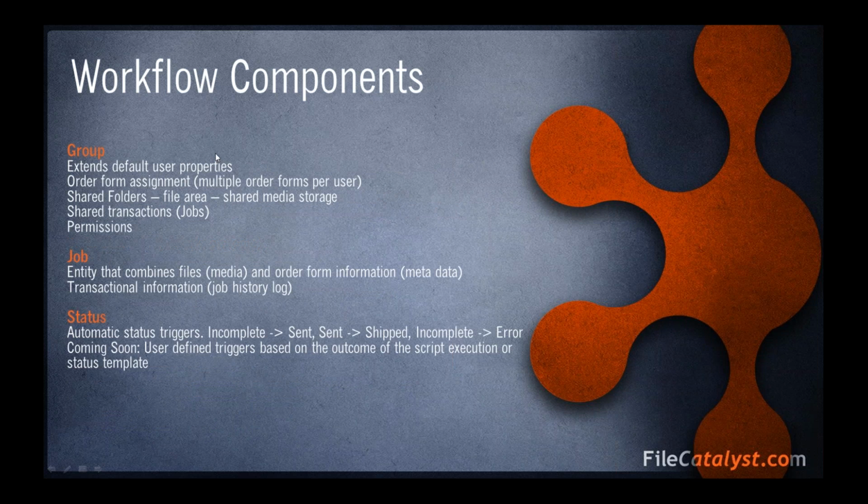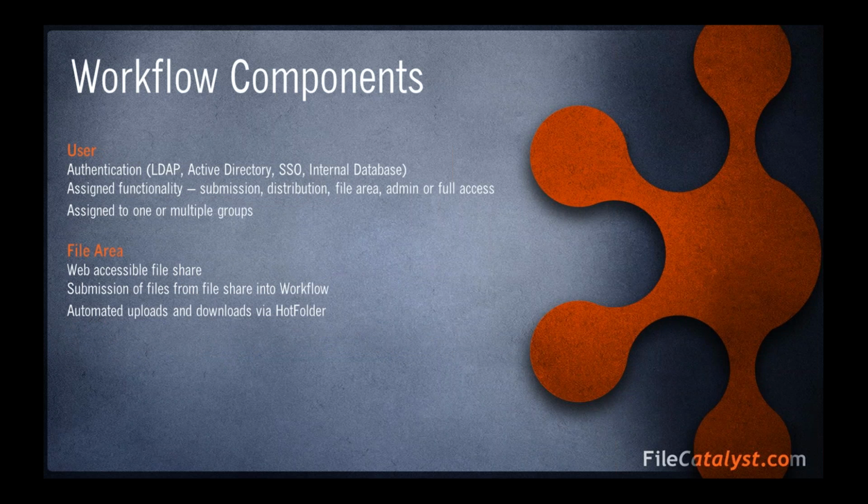Some other good components, so we have groups. So just create your file areas for multiple users. You create a group, you assign a file area for it, and then multiple users can be assigned with permissions to either upload or download. Jobs is that integral part of workflow, which I'll be showing in a minute. And status, you can create as many statuses as you want. Some statuses are triggered automatically, for example, from incomplete to sent when you submit files, and from sent to shipped when you download files. But you can also define some other status levels as needed.